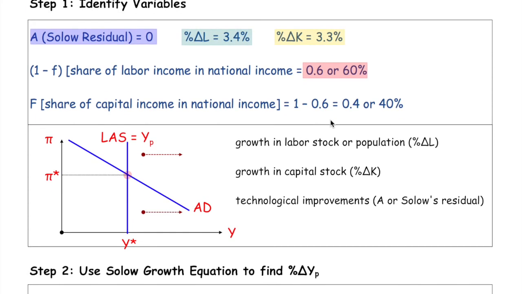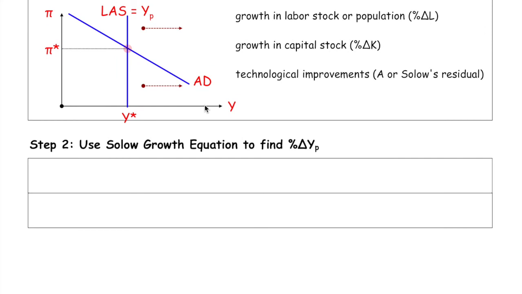So now that we've understood this, let's try to apply the Solow growth equation and calculate the growth that's going to happen in YP given these inputs. So the next step would simply be to express the Solow growth equation, substitute the given values, and solve for the growth rate in YP. The Solow growth equation simply argues that the growth in potential GDP, the percentage change in YP, is A, which is Solow's residual, the contribution of technological improvement, plus F times the percentage change in K, plus 1 minus F times the percentage change in L.